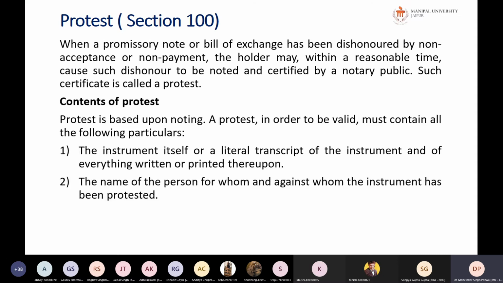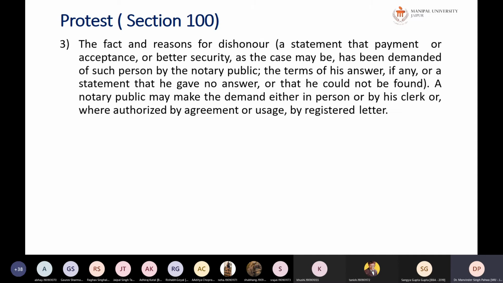Protest is based on the noting. A protest, in order to be valid, must contain all the following particulars: the instrument itself or a literal transcript of the instrument and of everything written on the instrument itself, whatever is printed. Okay, the name of the person for whom and against whom the instrument has been protested. Okay, the fact and the reason of the dishonor whatsoever.